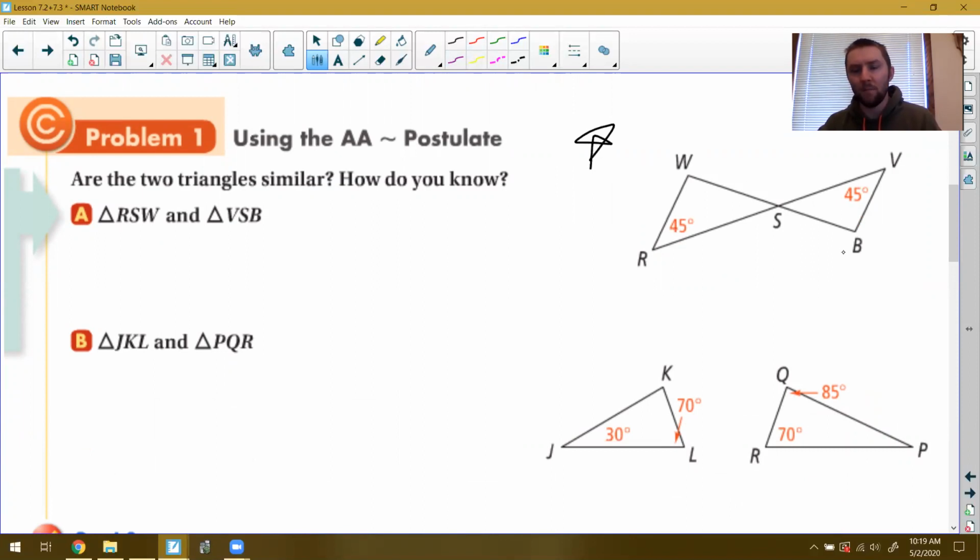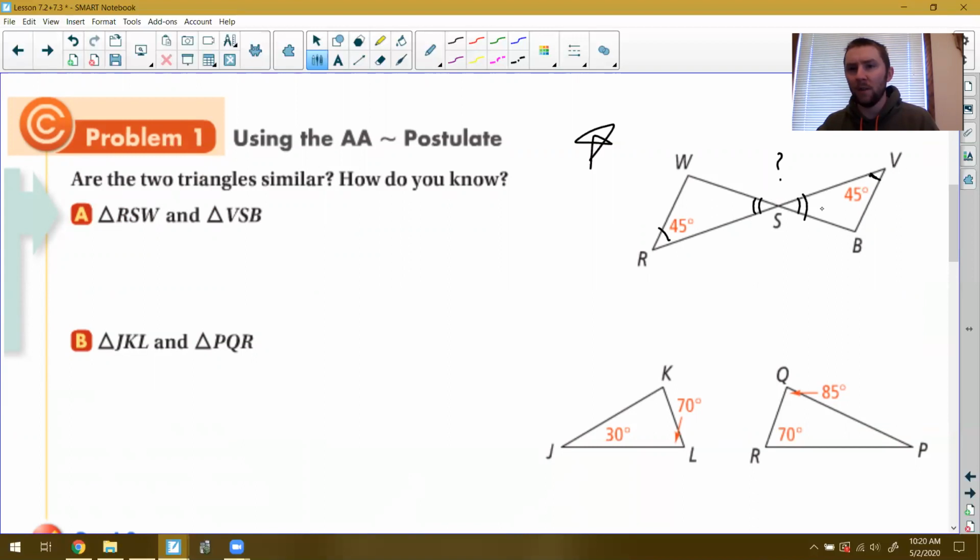So if we look first at this example here, RSW and VSB, the one thing I want you to notice is we have one pair of angles that is given to us as congruent. Angle R and angle V are congruent because they're 45 and 45. Now we don't know about W and B. These angles are not marked or in any way shown to be congruent. So the question is, are these other angles congruent? This angle at S and this angle at S in the other triangle. Are those congruent angles?